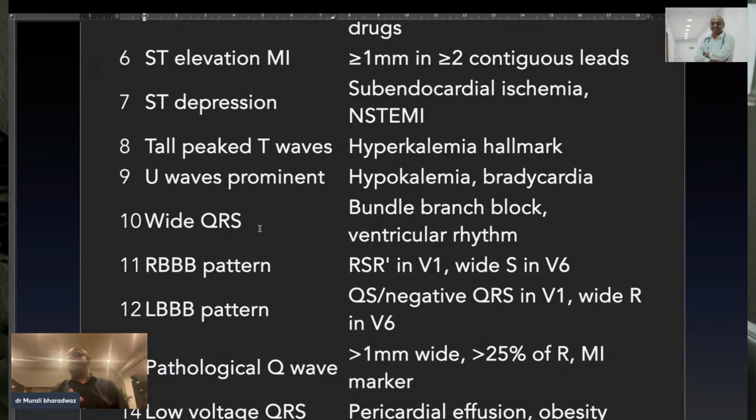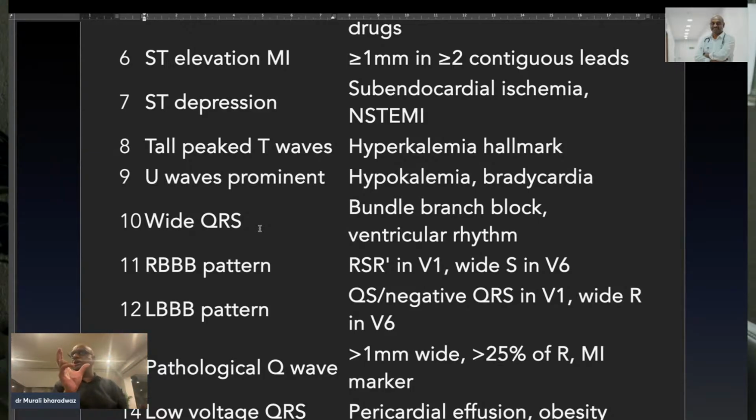Tall peaked T waves are a typical feature of hyperkalemia, but they are asymmetrical. Symmetrical tall T waves are MI, the hyperacute phase of it. Hyperacute T waves of MI are the first to appear. U waves are a feature of hypokalemia and bradycardia.